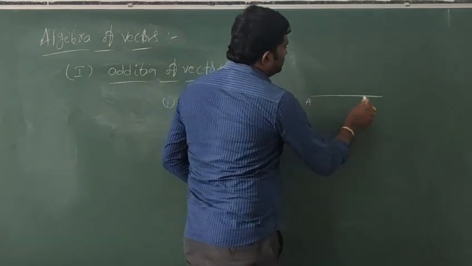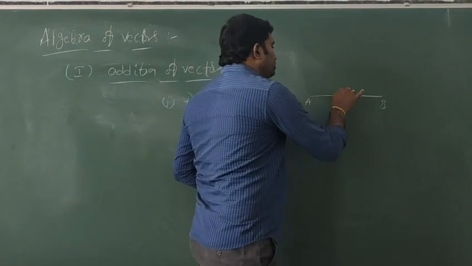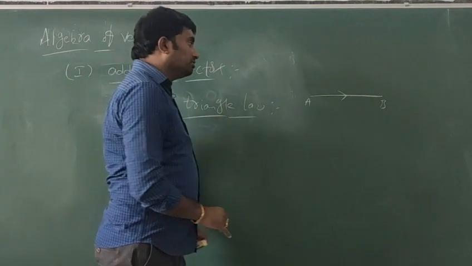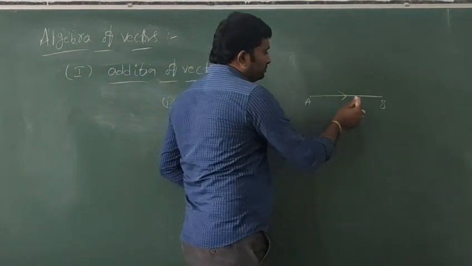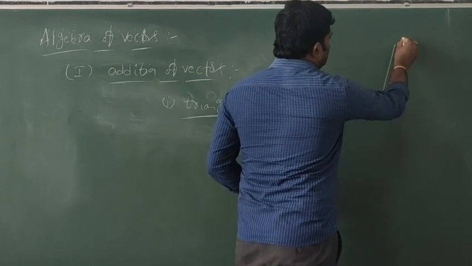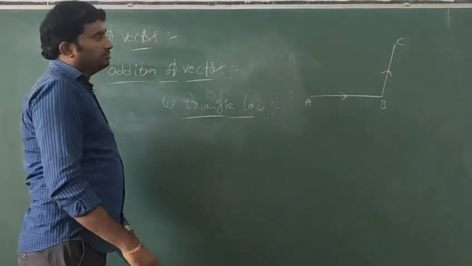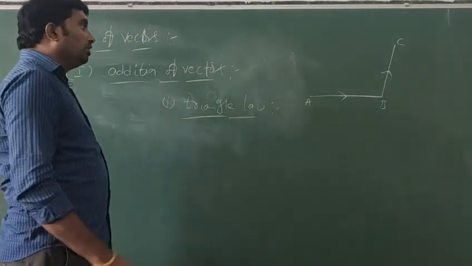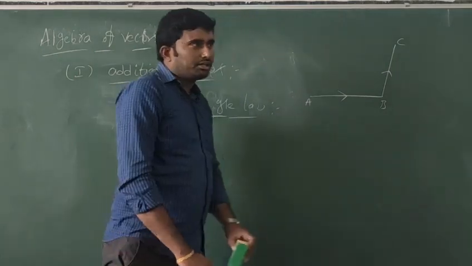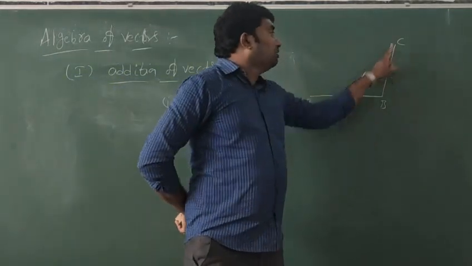This is a segment with direction from A to B. Then it is a directed line segment. That is why it is the vector AB bar. Another vector BC bar, with direction from B to C. These 2 are the 2 sides of the triangle, which are expressed in magnitude and direction.